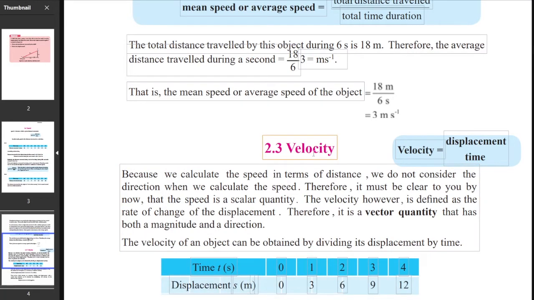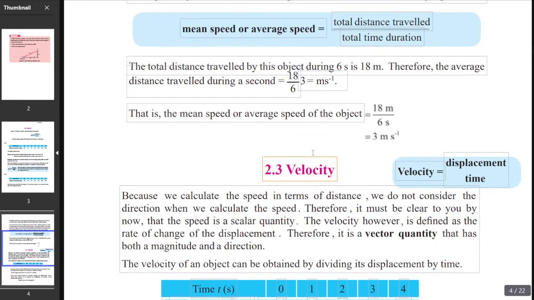Okay, so next to this, 2.3 is velocity. Velocity is different from speed. Why? Can any of you answer this question? Are velocity and speed the same? What is the difference? Velocity is a vector quantity. Why is it vector and speed scalar? Very good. Like this you should answer, children.